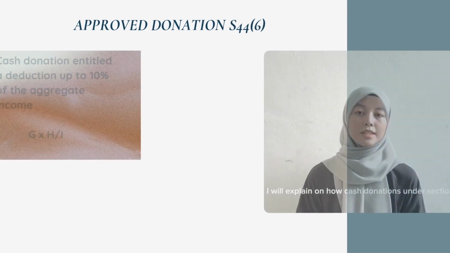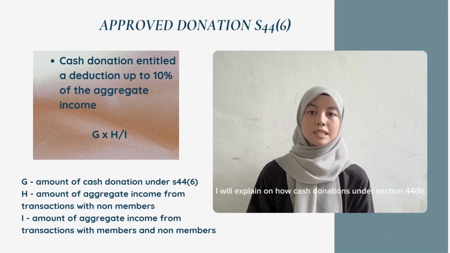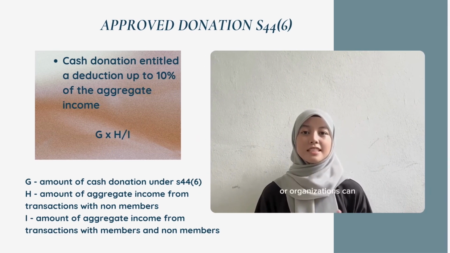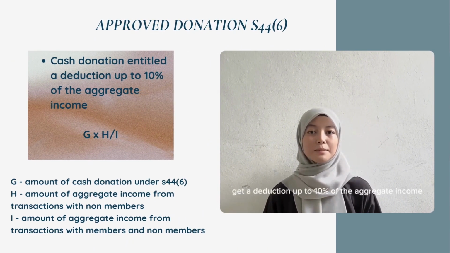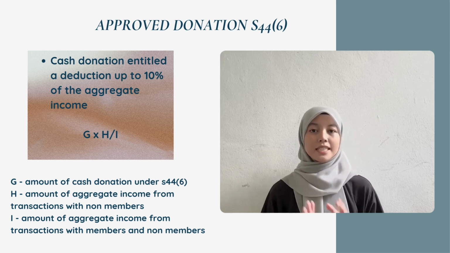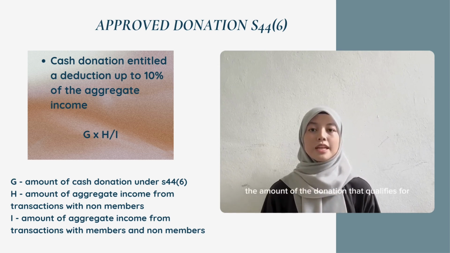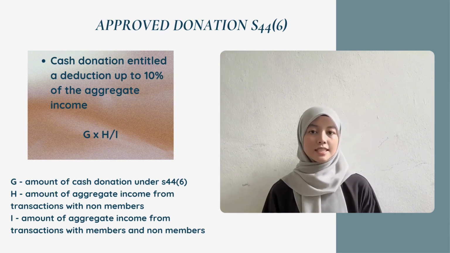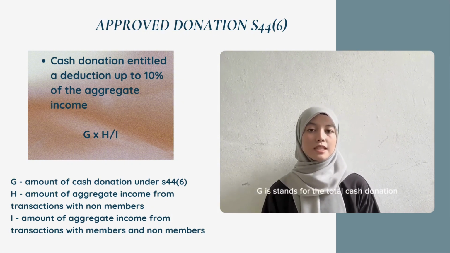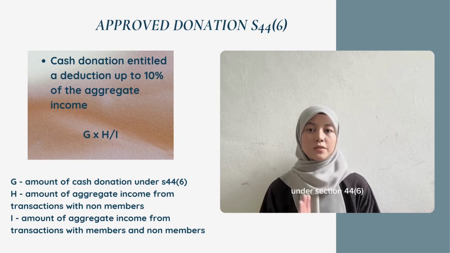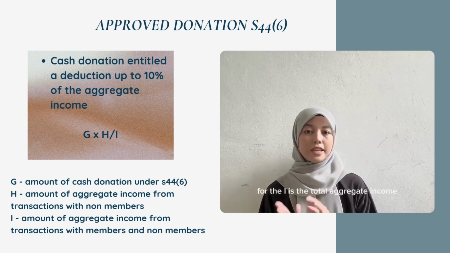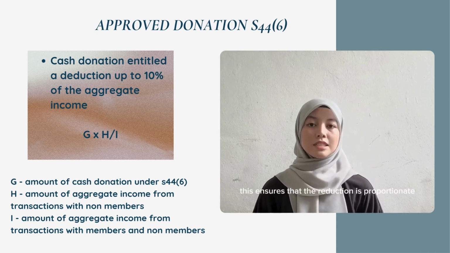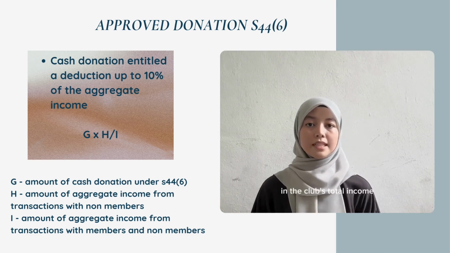I will explain how cash donations under Section 44, subsection 6 will be calculated. Cash donation made to approved institutions or organizations can get a deduction up to 10% of the aggregate income. The amount of the donation that qualifies for the deduction is calculated using this formula: G times H over I. G stands for the total cash donation under Section 44, subsection 6. H is the aggregate income for non-members. I is the total aggregate income for members and non-members. This ensures that the deduction is proportionate to the non-member income in the club's total income.